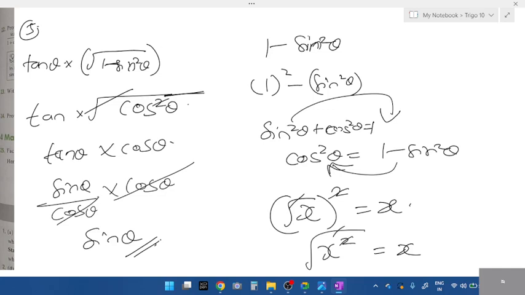So 4 chapters. We have completed 4 chapters. All 4 I'll conduct on Friday or Saturday for 50 marks. One test for 50 marks.